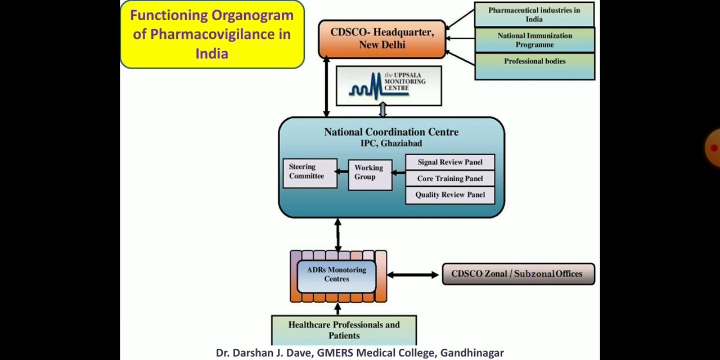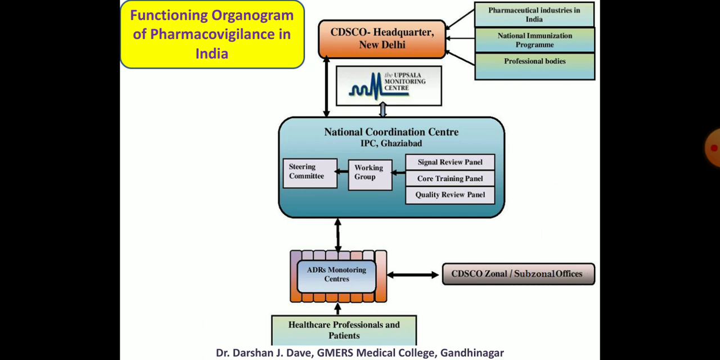I have just adapted this picture from the website of the Pharmacovigilance Programme of India, Government of India. Here you can see that healthcare professionals and patients can report to the ADR monitoring center. The ADR monitoring center can directly report to the National Coordinating Center at IPC Ghaziabad. Peripheral ADR monitoring centers can contact the zonal and subzonal offices. The National Coordinating Center will report to the Uppsala Monitoring Center, but any drug alerts, warnings or precautions come based on this collected data.